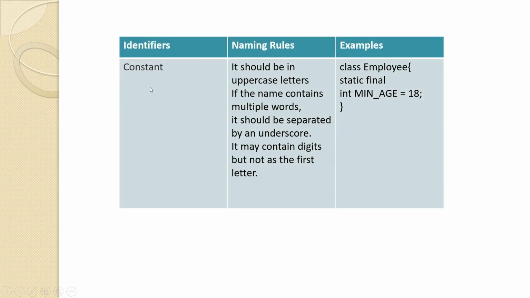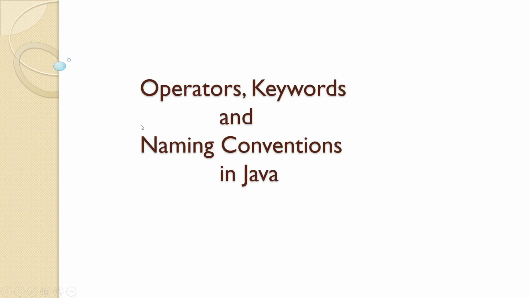Next is constants. It should be in uppercase letters. If the name contains multiple words, they should be separated by an underscore. It may contain digits, but not as the first character. You can see here MIN_AGE is a constant variable, defined in uppercase letters. So this is how we define a constant. So this is about the operators, keywords and naming conventions used in Java.